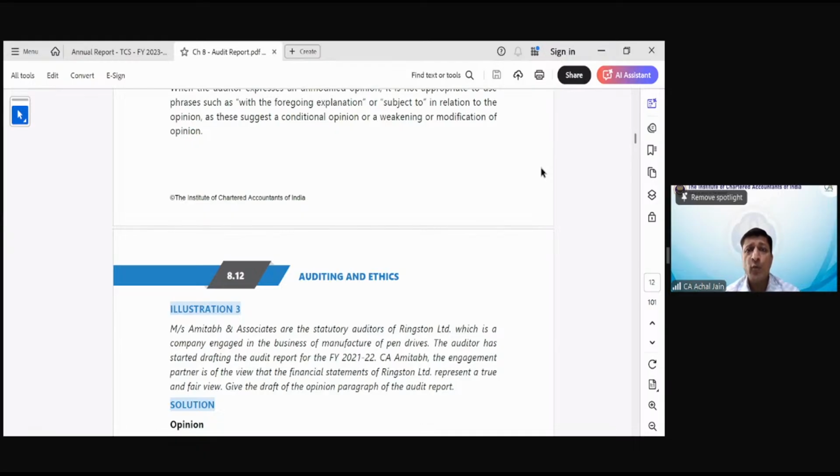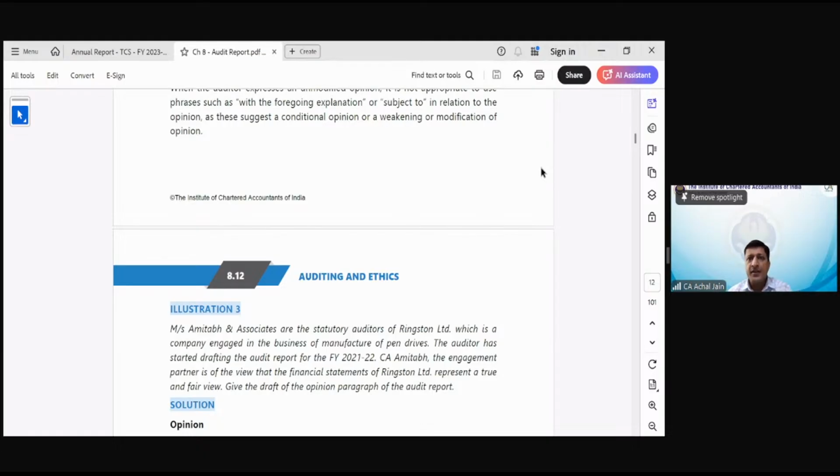CA Amitabh, who is the engagement partner, is of the view that the financial statements of Ringston Limited represent a true and fair view. In this case, you are required to draft the opinion para for his audit report. We have just looked at the opinion para of a company. Now, in respect of this company, you are required to draft the opinion para. Can you please quickly try to attempt this? How will you draft this? What all things will you include?